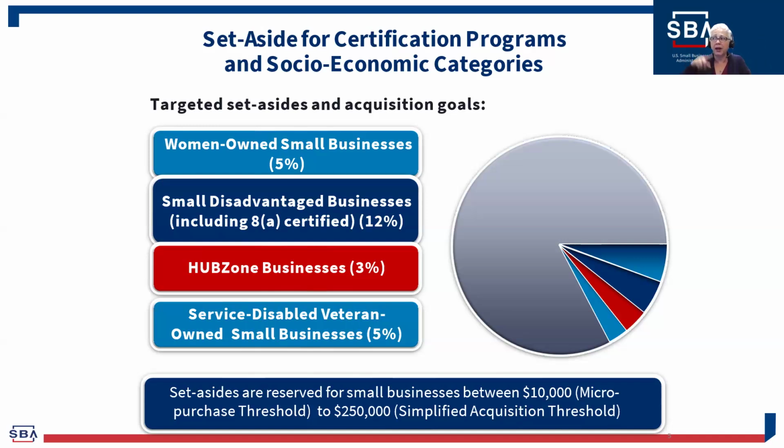So that big gray pie is a small business set aside. When a solicitation comes out, when they're looking to buy, they have to denote or mark how this is being competed. Is this open and full, which means open to large and small, to everyone? Or is this a small business set aside?